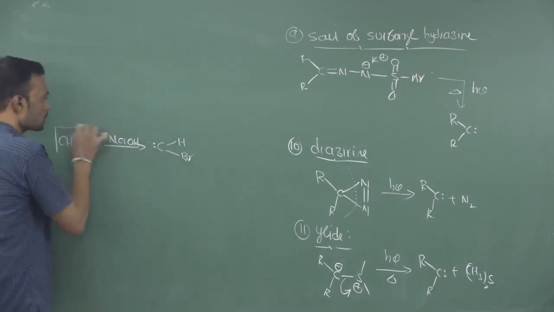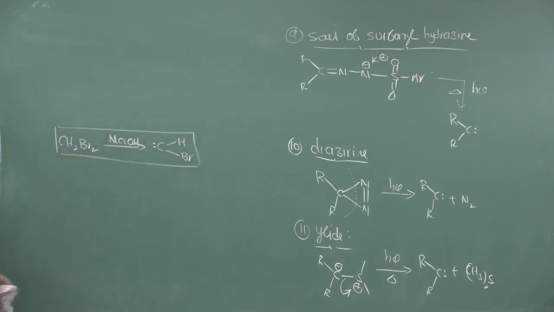So this kind of generation also helps in trapping an unsaturated double bond. This combination is very, very important: CCl4 in sodium hydroxide, CHCl3 in sodium hydroxide, CH2Cl2 in sodium hydroxide, etc.